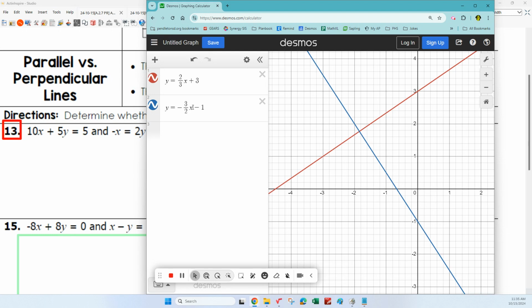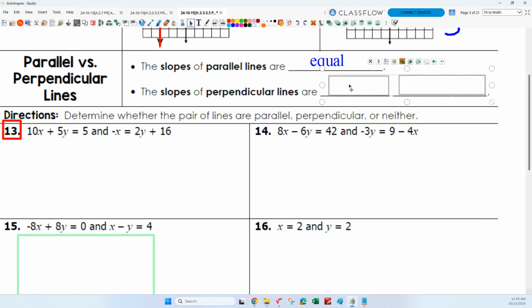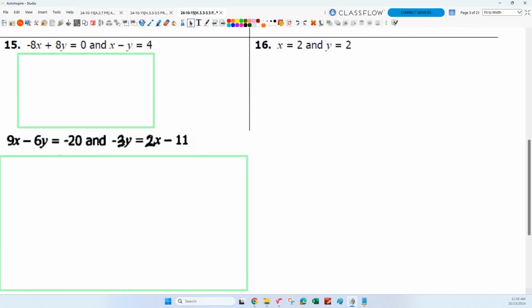Okay? Is that ringing a bell? Remember doing that? Vaguely? Okay. So we know then slopes of perpendicular lines are always opposite reciprocals. Have to be both. Opposite signs and the fractions need to be flipped. So let's look at a couple quick examples here.